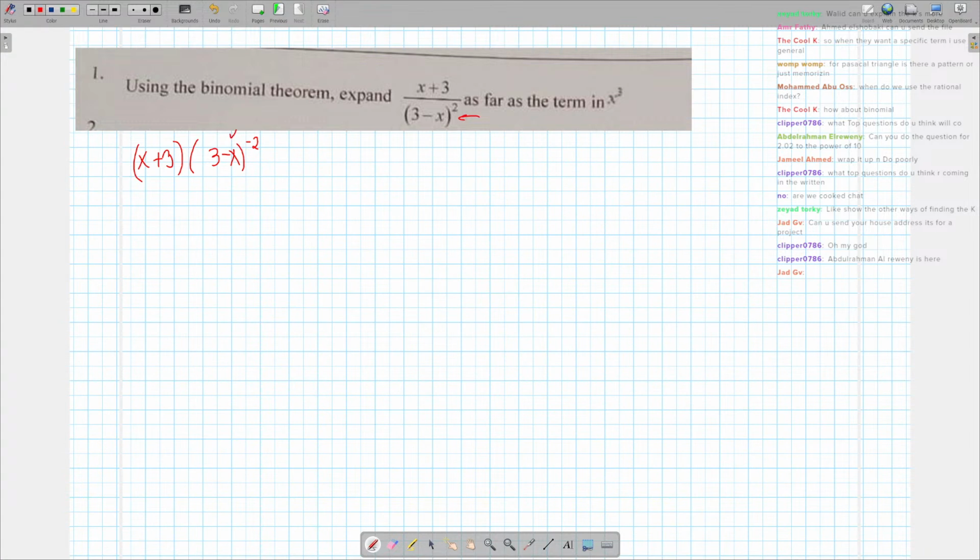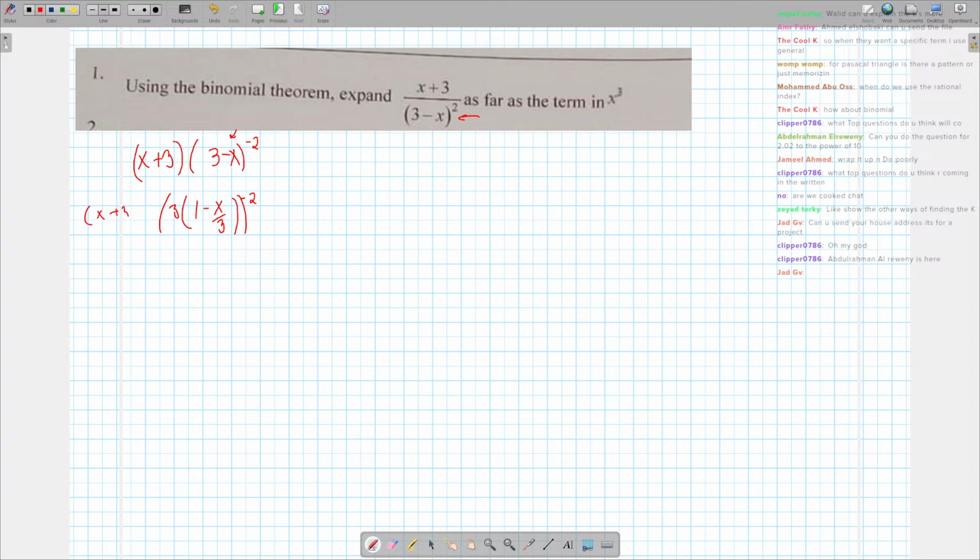Now we want to expand the negative power. Before expanding any negative power, what's the first thing you check? The first thing you check is if 1 is your leading term. If it's not, you have to take the number out. So let's take it out. It's going to be 3 times (1 minus x over 3) to the power of negative 2. Remember that this 3 is still part of the negative power.